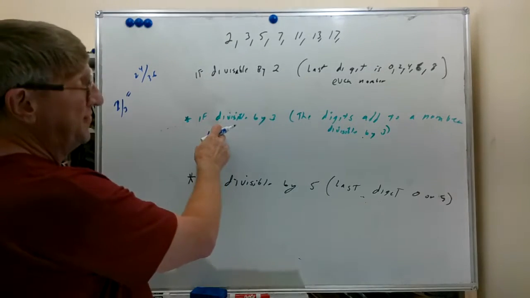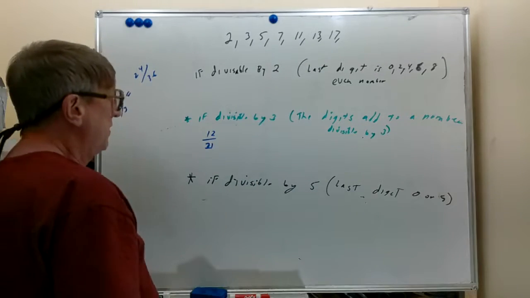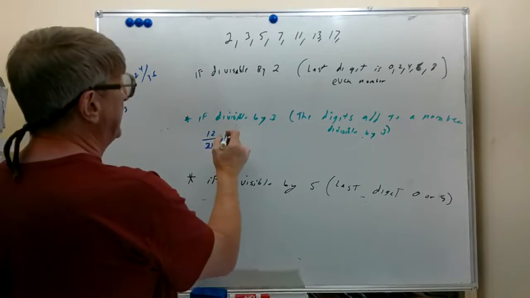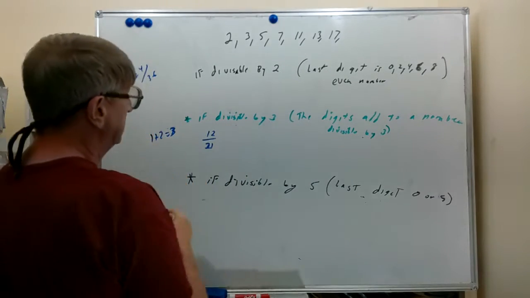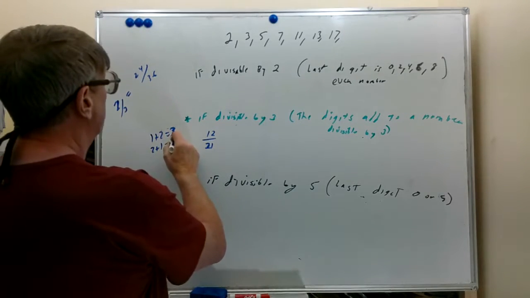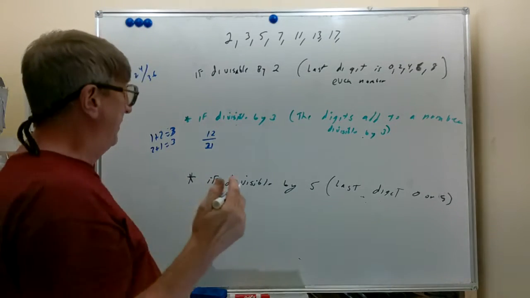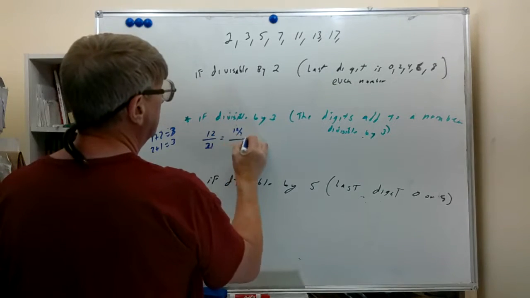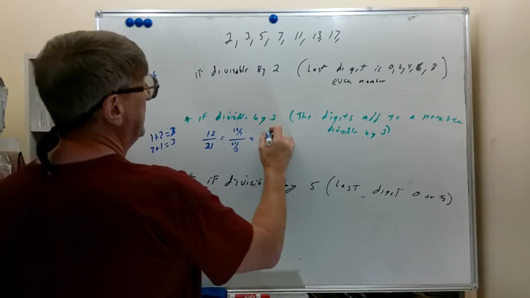So these are not both even. 2 and 1, they're not even, so we know it's not divisible by 2. No zeros, no 5s, so we know they're not divisible by 5. But if we add the 1 and 2 together, we get 1 plus 2 equals 3. And 2 plus 1 is 3. So we know the numerator and the denominator are both divisible by 3. So let's do that. 12 over 3 and 21 over 3. So what do we get here? 12 over 3 is 4.